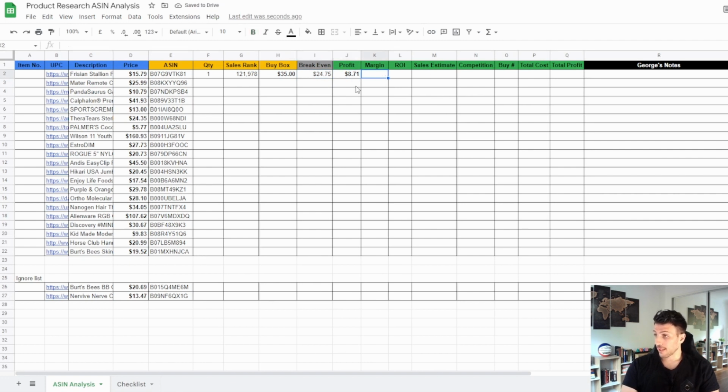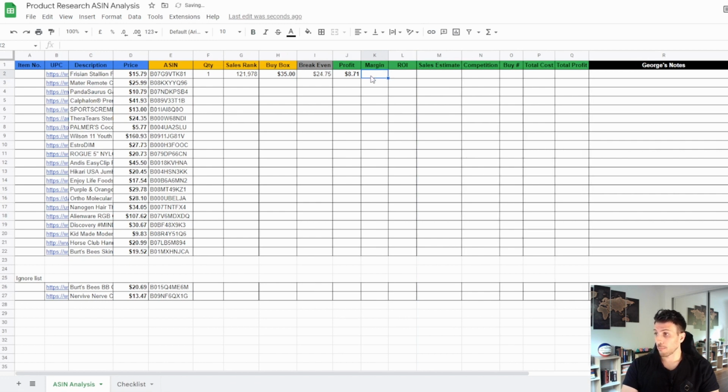Now, I'm going to show you some calculations here, which are going to calculate what the margin and the ROI are. So the margin equals the profit divided by the buy box, so the actual sale price. And you want to convert that to a percentage if you haven't already. The ROI equals the profit divided by the buy price, the source price. So $15.79. That's 55% ROI. So those are nice numbers. 25% margin, 55% ROI is quite good.